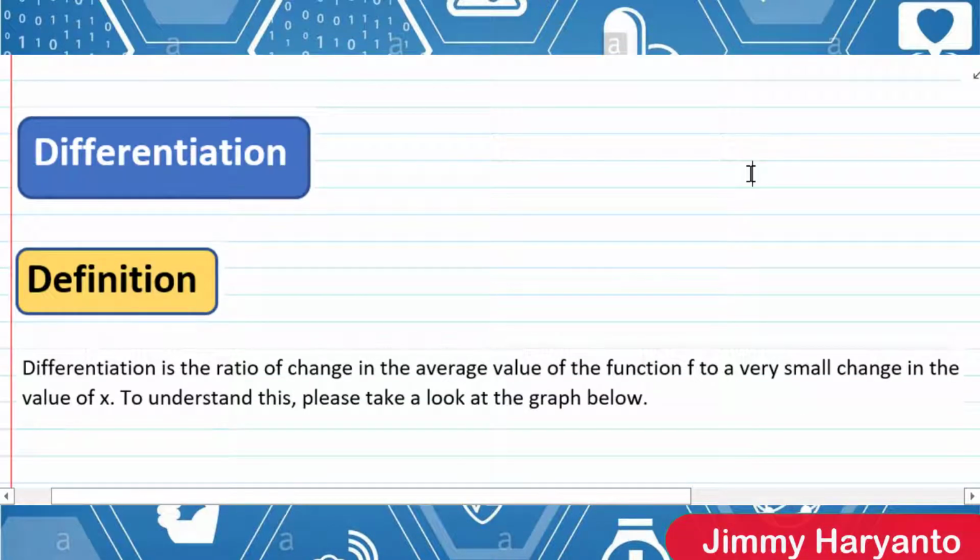Okay, guys, the next chapter is called differentiation. First, I want to give you the definition for differentiation. What is differentiation? Differentiation is the ratio of change in the average value of the function f to a very small change in the value of x. To understand this, please take a look at the graph below.